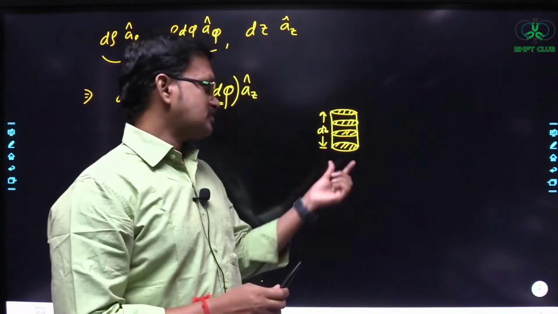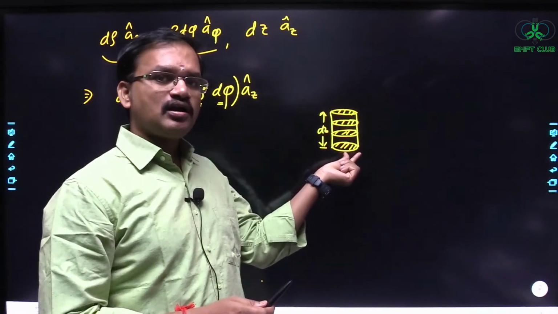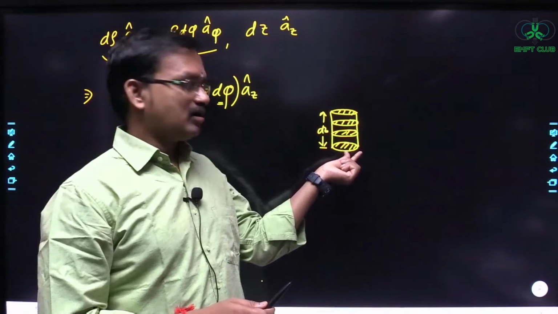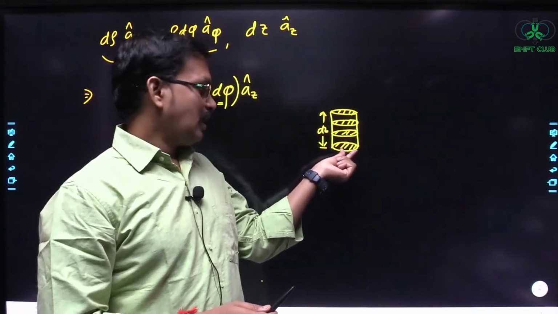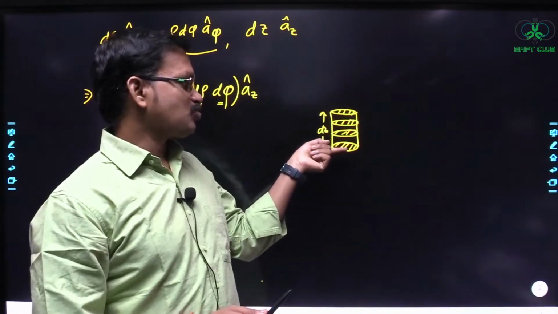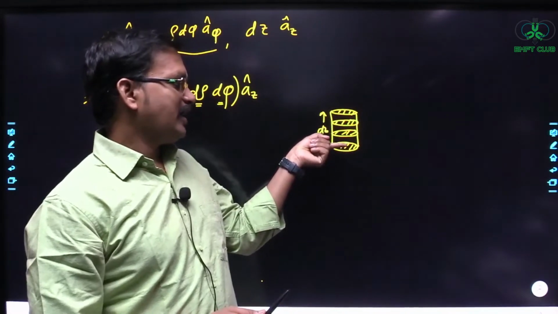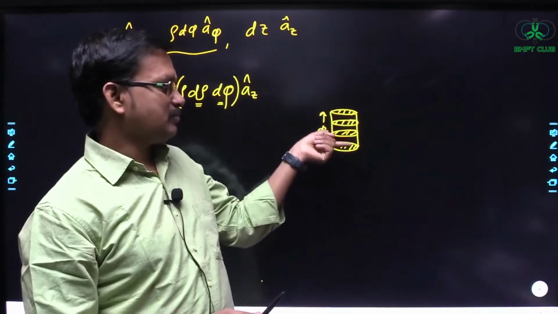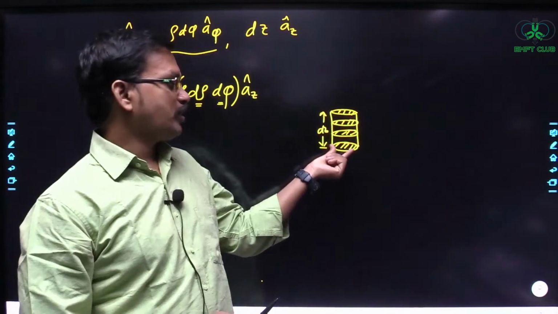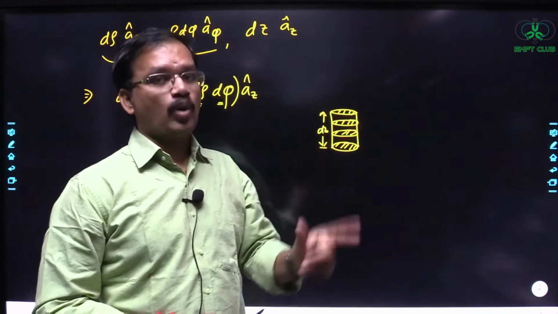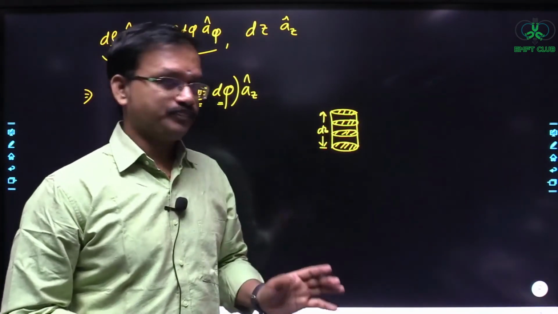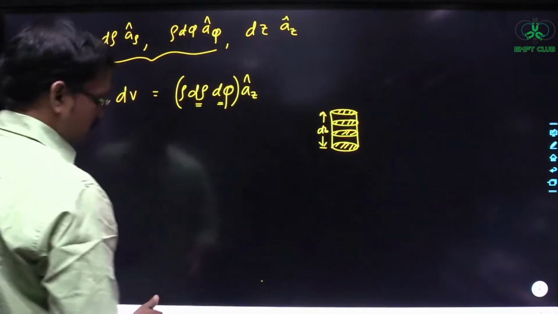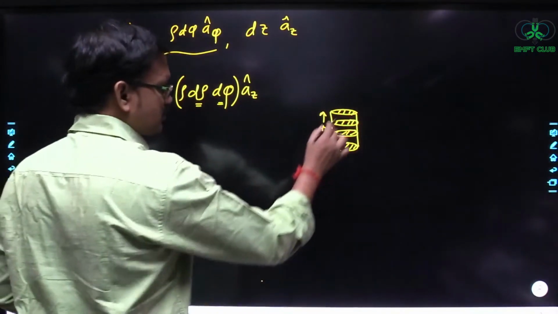So we have considered a small differential surface area on the circle, and we have extended this small differential surface area in the z direction by dz units. So you are going to get a small differential volume. Understood? Okay, so now see here.